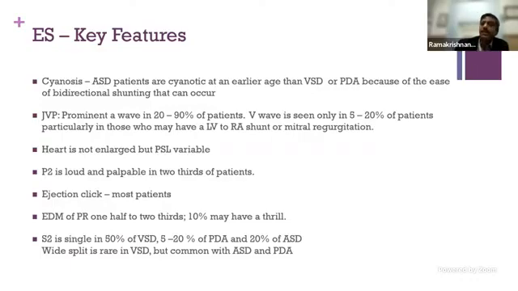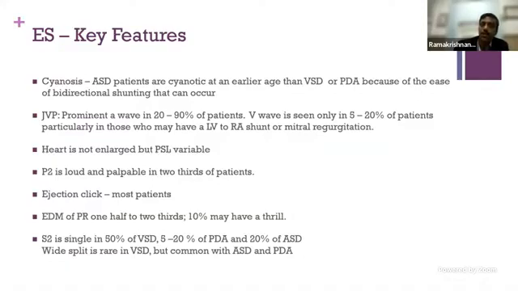Then generally in the JVP, a prominent A wave is seen in around 20 to 90% of patients, and a V wave is uncommon, seen in only 5 to 20% of patients, particularly if they have, say, an LV to RA shunt or a TR or an MR. Depending on the various etiologies of Eisenmenger syndrome, there could be cardiomegaly. For example, in ASD Eisenmenger syndrome, you will have cardiomegaly and a parasternal lift. Whereas in VSD, because a large VSD is decompressing, heart failure is uncommon, cardiomegaly is uncommon till end stage, and a left parasternal heave is not there. Like you don't find a left parasternal heave in tetralogy.